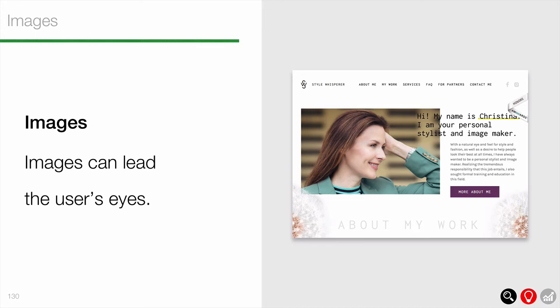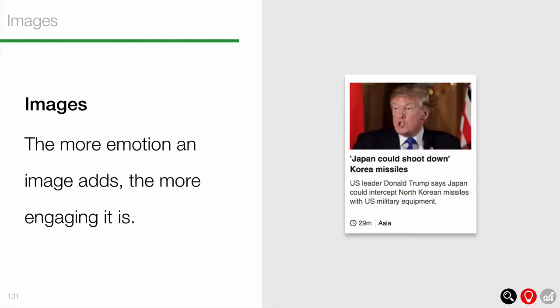And they're actually looking towards where it says, "Hi, my name is Christina. I'm a personal stylist and image maker," but also, there is a "More About Me" button there, and our eyes are naturally led to where the user or the images are pointing their eyes, and it's a really clever trick to think about whenever you're designing your web page.